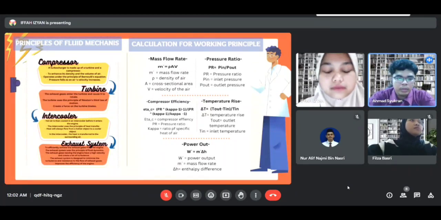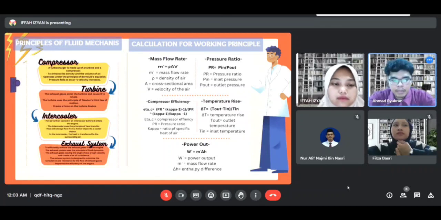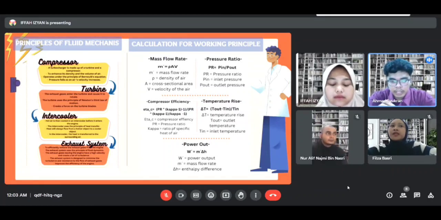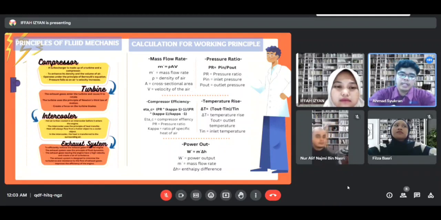I would like to explain about the principles of fluid mechanics in the turbocharger. Okay, in a turbocharged engine system, fluid mechanics principles play a crucial role in the functioning of the engine. Here are the basic working principles of fluid mechanics in a turbocharged engine system.